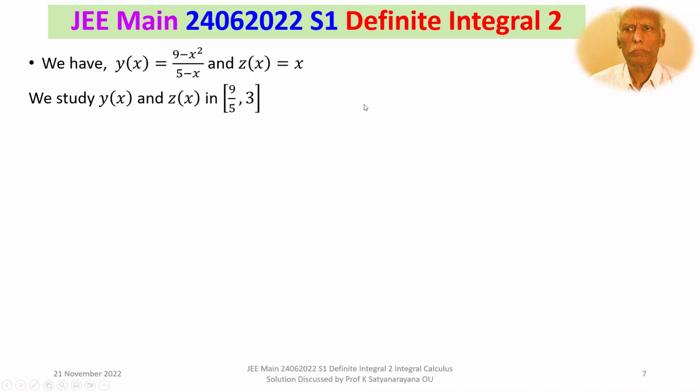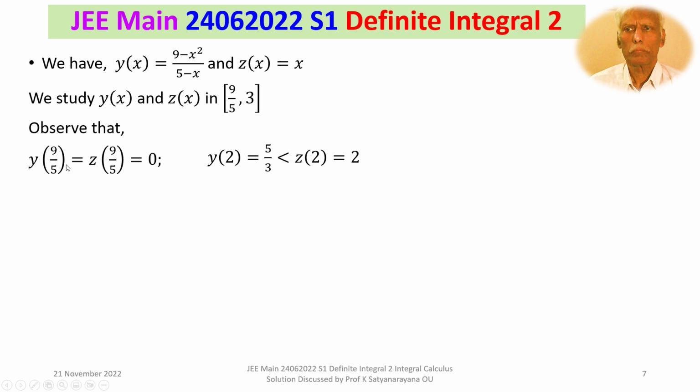We have this, and we will now study y of x and z of x in 9 by 5 to 3. Let's observe that y at 9 by 5 and z at 9 by 5 coincide, and while traveling from 9 by 5 to 3, we go through 2, an intermediate point between 9 by 5 and 3. So y at 2 is 5 by 3, which we have already calculated, and that is less than z of 2, which is equal to 2. Yes, 5 by 3 is less than 2.